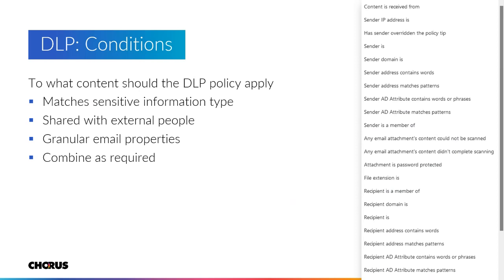Conditions is all about what should trigger the policy. So typically this is, you've got a policy that will be looking for specific sensitive information types in combination with various other things, such as the information that's being shared externally. You can apply very granular conditions to DLP. So you can see some of these for email properties on the right hand side, and you can combine these conditions in any way you want. So you can really get very targeted, very focused with your DLP conditions.